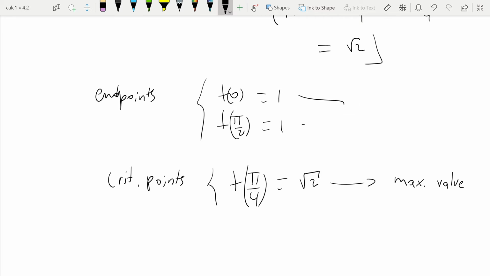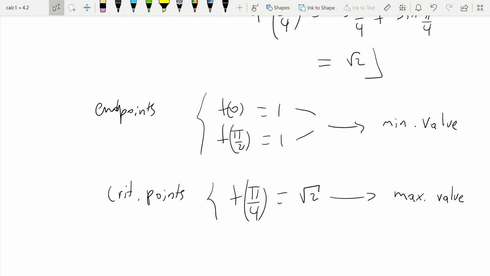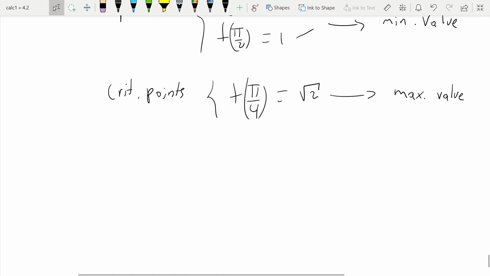And these two values here correspond to a minimum value. So we found the extreme values here: 1, which is attained at the endpoints, and the maximum value, which is attained in the interior and is a critical point.